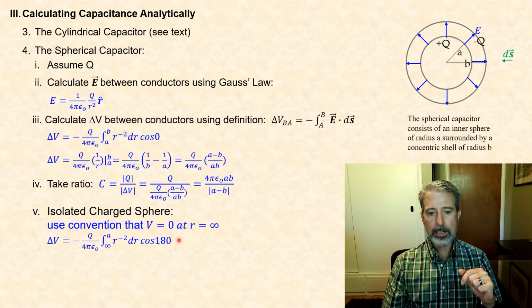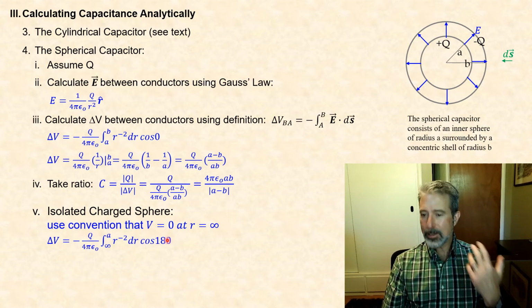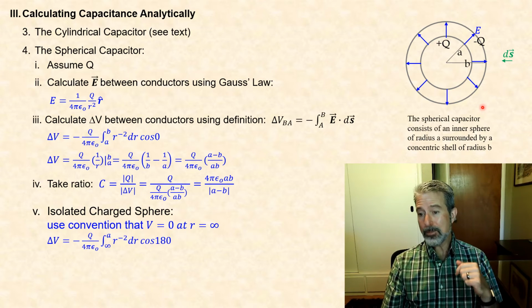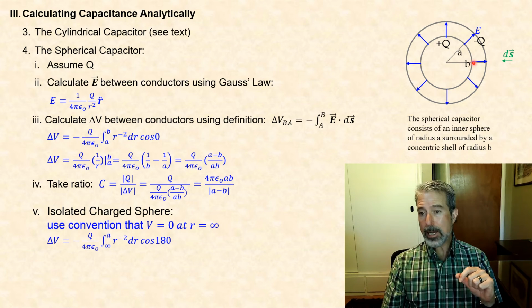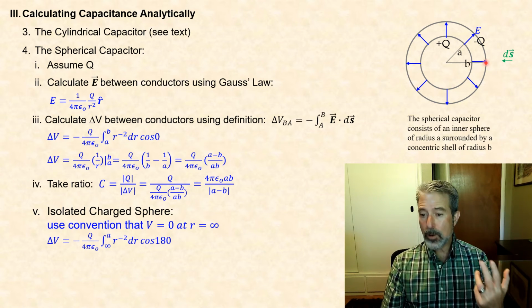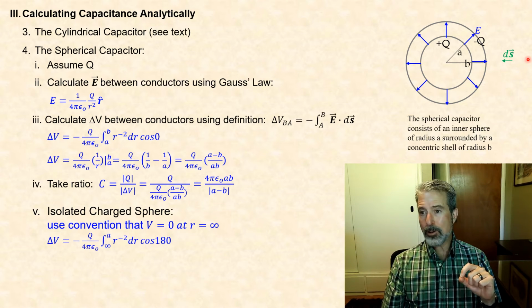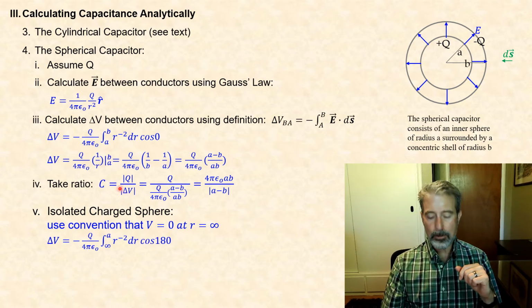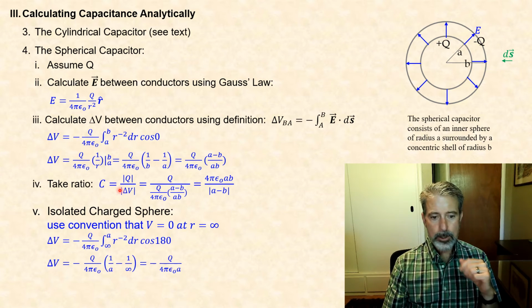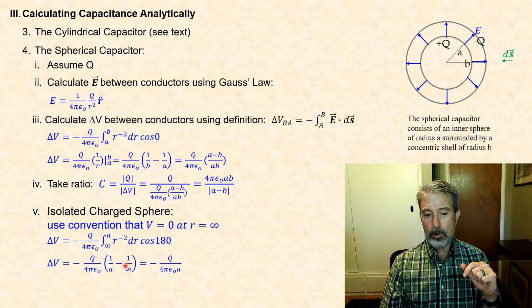And the cosine 0 factor gets replaced by cosine 180. Why? Because when we looked at our integration path before, we moved from sphere A to sphere B in the same direction as the electric field. Now we're moving from infinity to sphere A, opposite the direction of the electric field. Hence the cosine 180 factor. So when we evaluate this, we know that 1 over infinity is 0, and this is the answer that we end up getting.